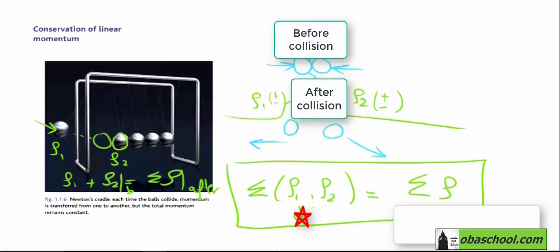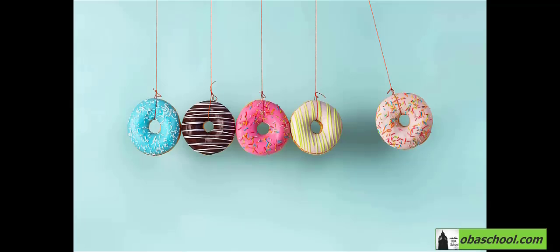So now we can calculate the P after collision, which will help us in many other equations, such as calculating velocity, for example. For now, we have introduced the principle of conservation of linear momentum, and thank you.